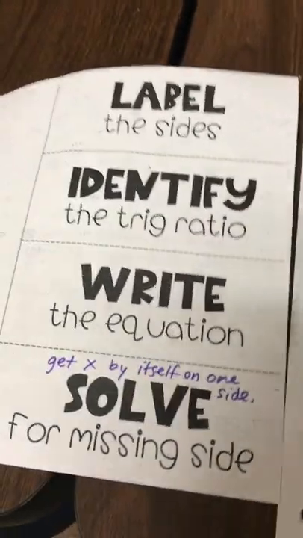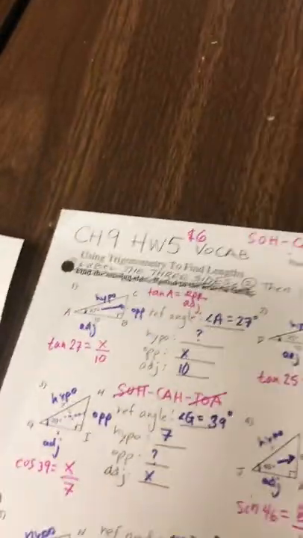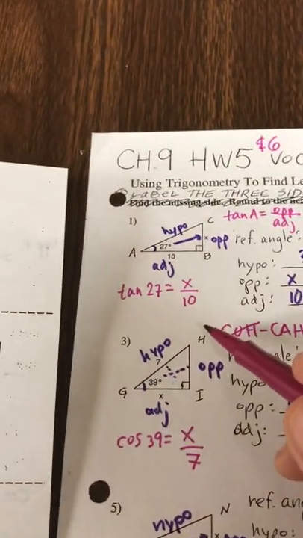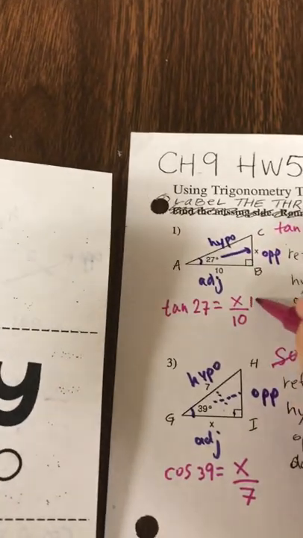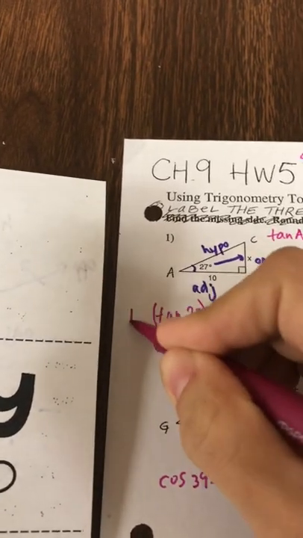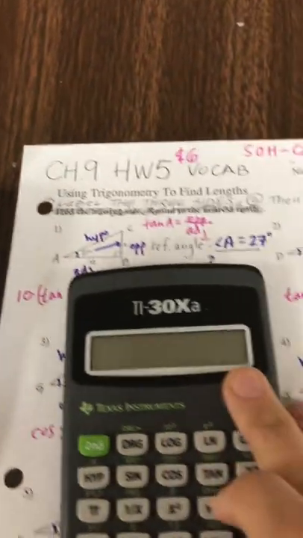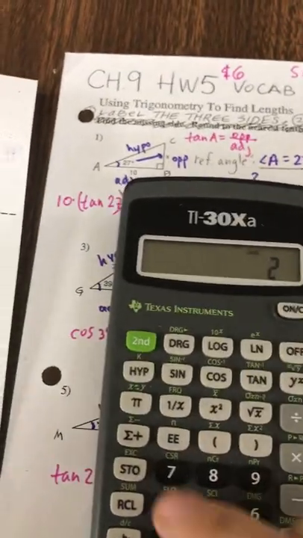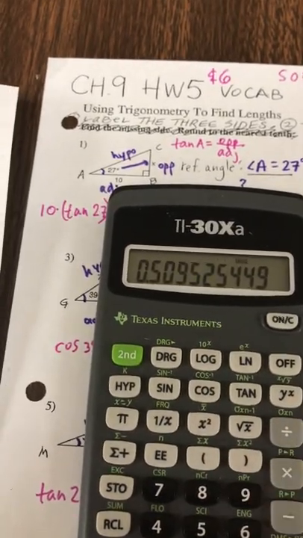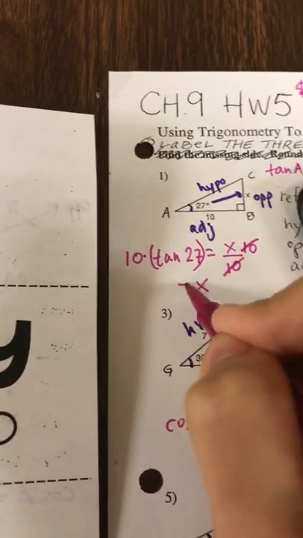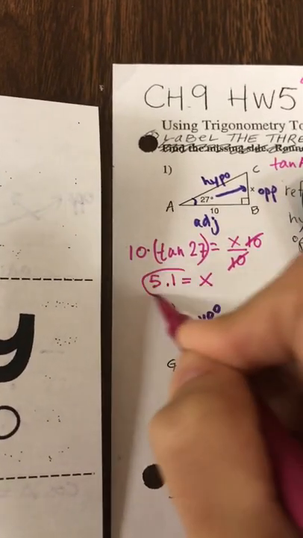Now that we have everything set up, we're finally going to solve for this missing side. Okay. So everything's looking great. I'm just going to multiply both sides by 10 to get x by himself on one side. So if I multiply both sides by 10, I get x is equal to 10 times the tangent of 27. And this is how we type it in. 27 tangent times 10. Enter. Okay, and they said round to the nearest tenth. So x would be 5.1.